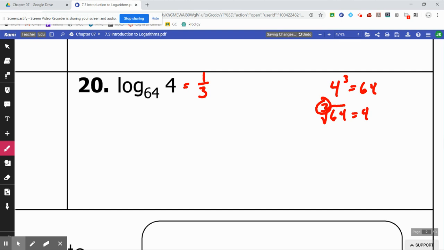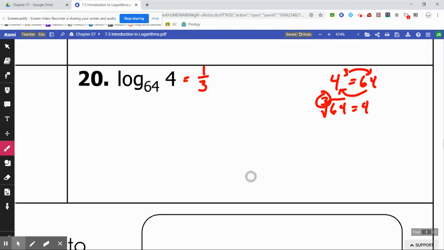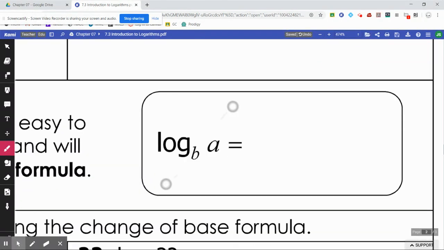So think about vice versa. If 4 to the 3rd is 64, then 64 to the 1/3 would be 4. So therefore, 64 to the 1/3 power would be 4.